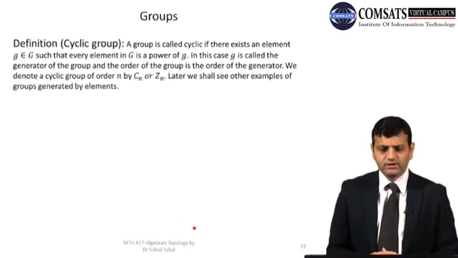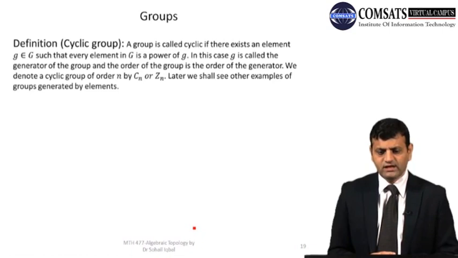Cyclic group. So a very simple class of groups. A group is cyclic if there exists an element g belonging to G such that every element in G is a power of g. In this case, g is called the generator of the group, and the order of the group is the order of the generator. So we denote a cyclic group of order n by Cn or Zn. Later we shall see other examples of groups generated by elements. Okay. So for example, if I take iota, so basically iota is equal to square root of -1.